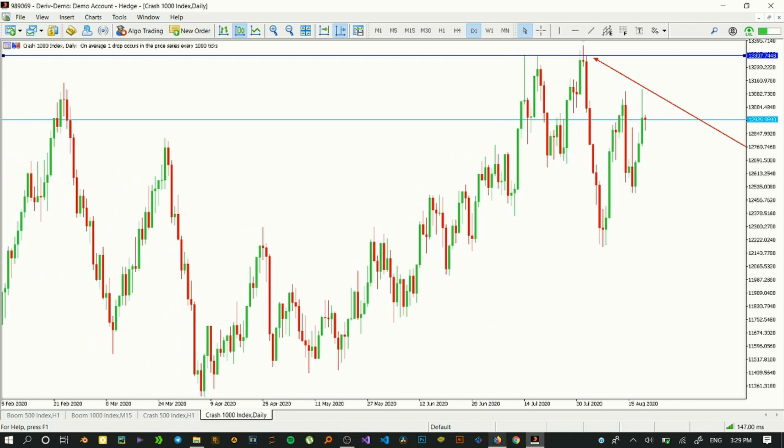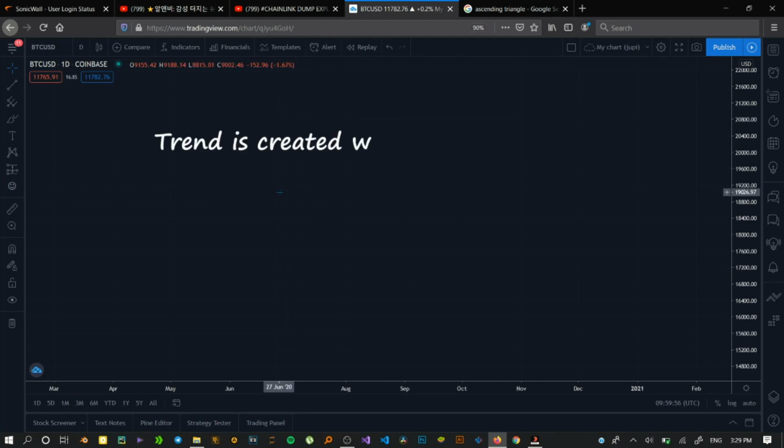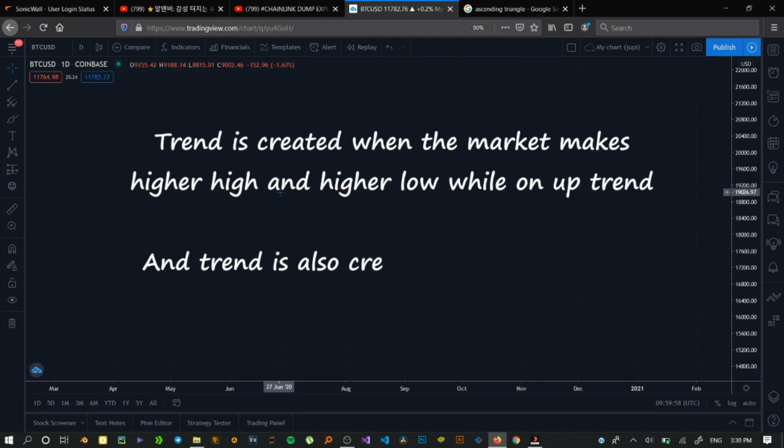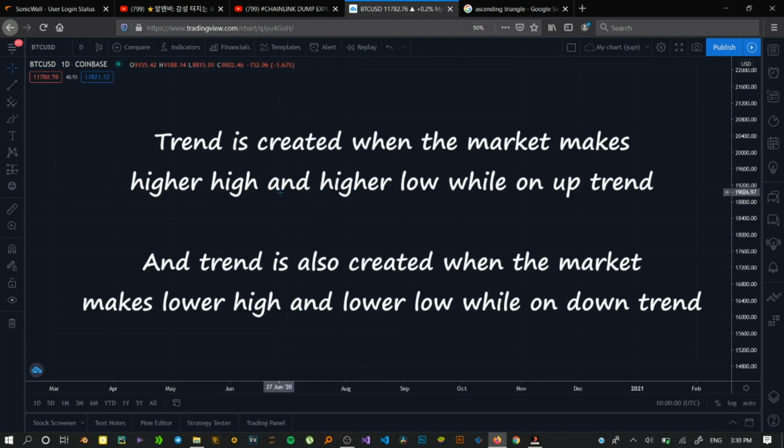Okay, let me explain this. Trend line means whenever the market is creating higher high and higher low while the market is going up, that will be a trend. If the market is going up and creating higher low and higher high, that will be a trend line. Trend means it runs up, pulls back, runs up, pulls back.